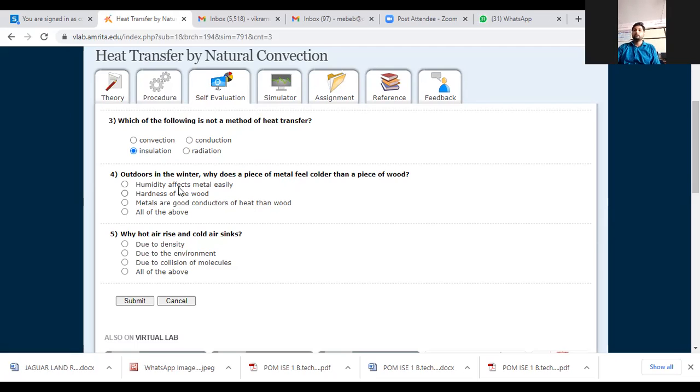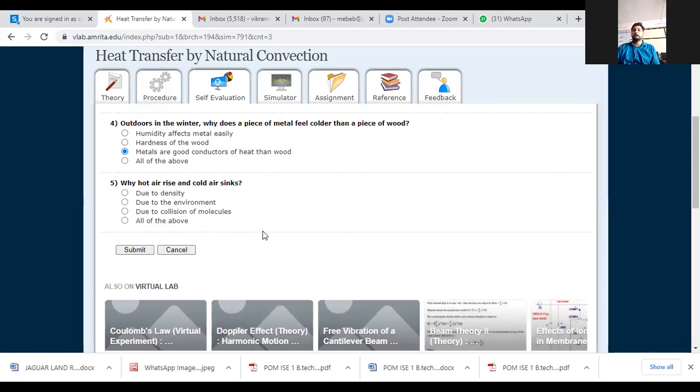Okay, so humidity affects the metal easily. Wrong answer. Hardness of the wood. Wrong answer. Metals are good conductors of heat than wood. Okay, all of the above is the wrong answer. So the answer is C, that is metals are good conductors of heat than the wood.